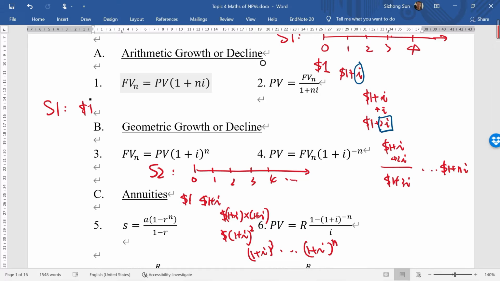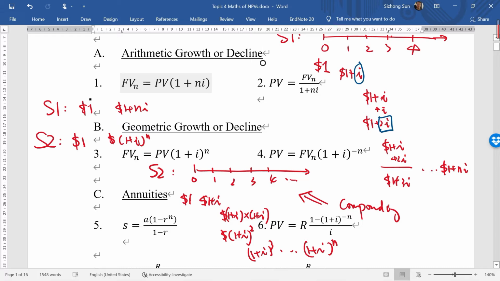For strategy 1, I invest $1. I get 1 plus nI dollars back in year n. For investment strategy 2, if I invest $1, in the end I get (1 plus i) raised to the power n. The difference between strategy 1 and strategy 2 is that in strategy 1, I set aside the interest payment each period. So in each period, the interest payment by the bank does not generate additional interest payment. That's the difference, and we call strategy 2 compounding.